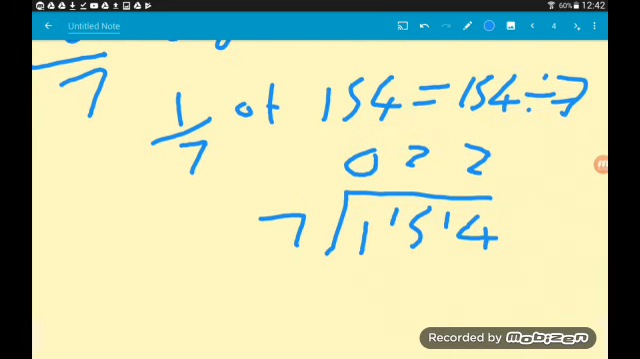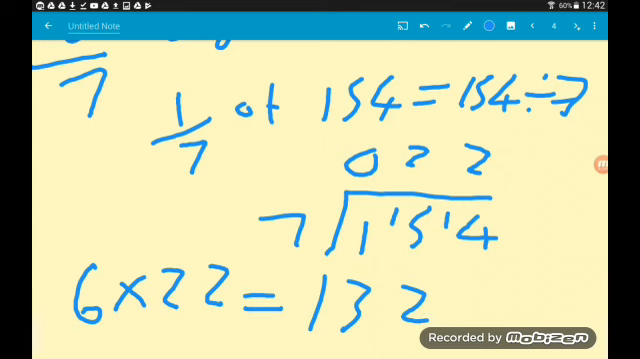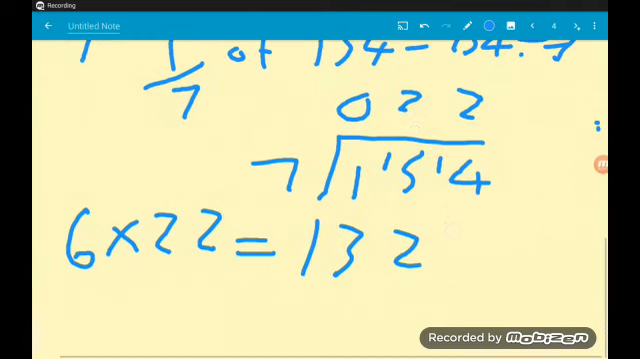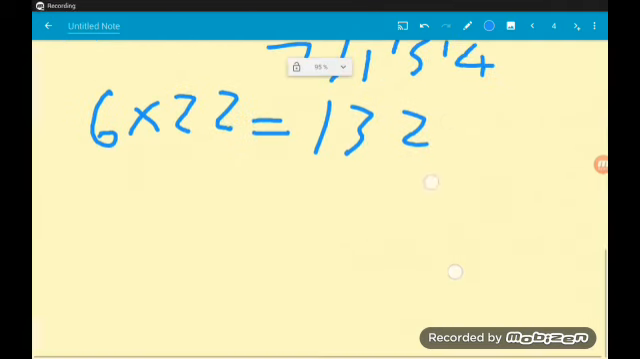So then we do 6 times 22. The lattice method could help us here, or we can do it mentally. 6 times 20 is 120. 6 times 2 is 12. 120 add 12 is 132.